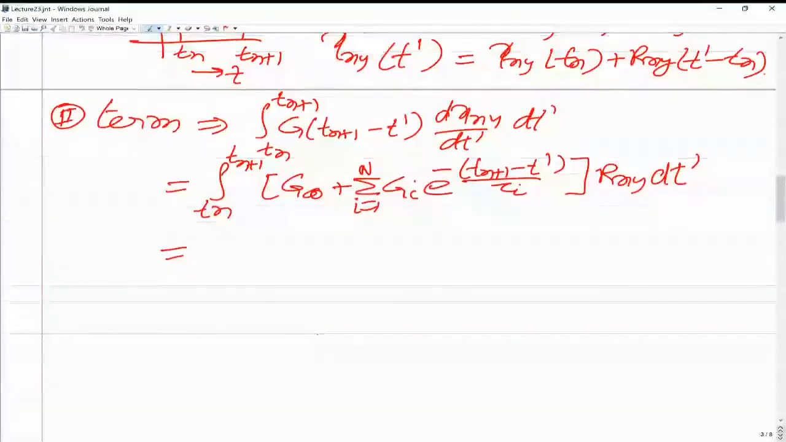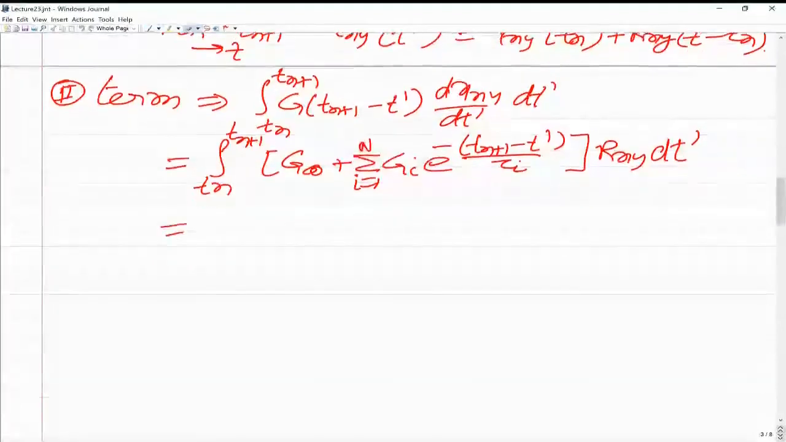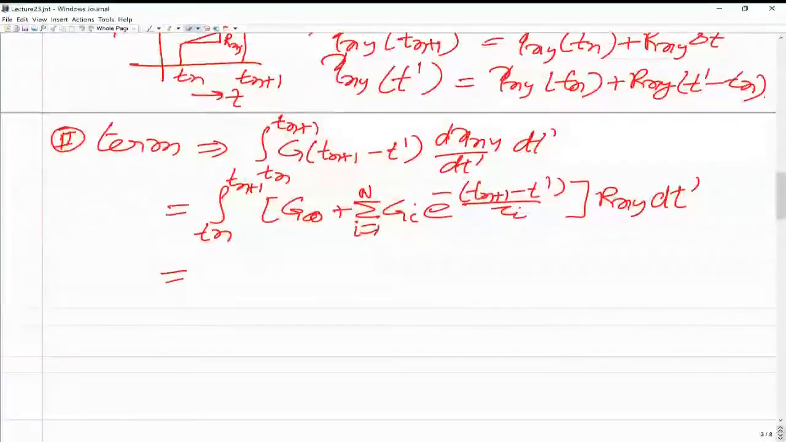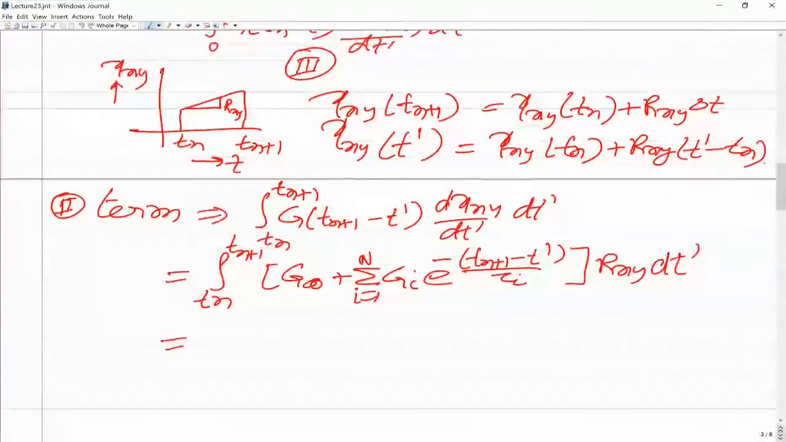Hopefully let us see now if it works. I was writing the second term of this delta tau xy. That can be written as g infinity. It is not right.